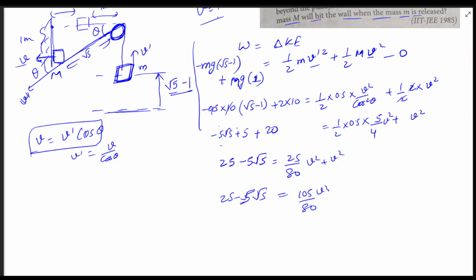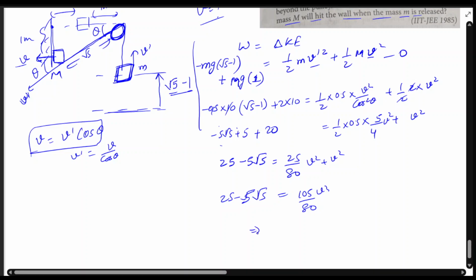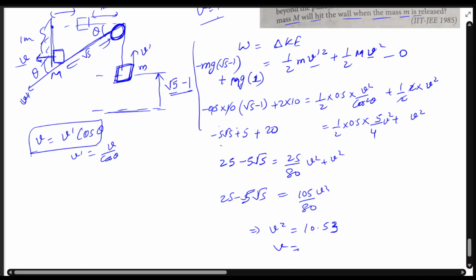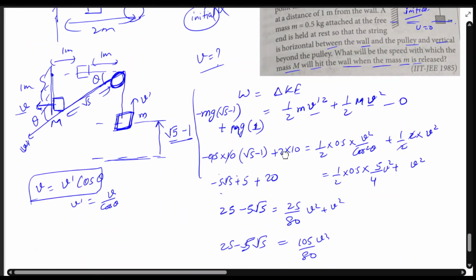And I have to multiply it by 80 and then divide it by 105. So we will be having v square as 10.52. Okay, 53 we can take. So we'll have v as under root 10.53. So it will be approximately 3.245 meter per second. So this will be the answer.